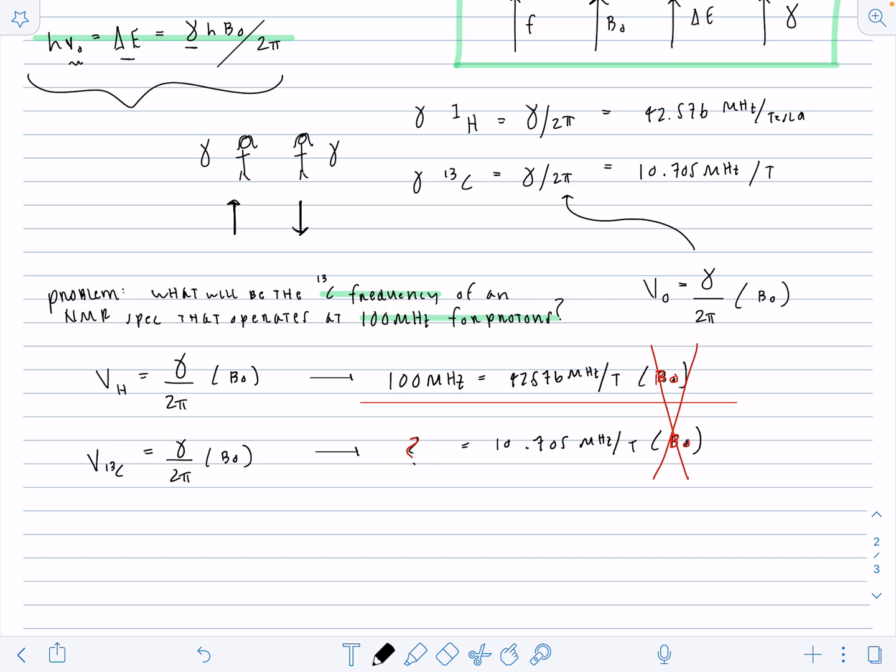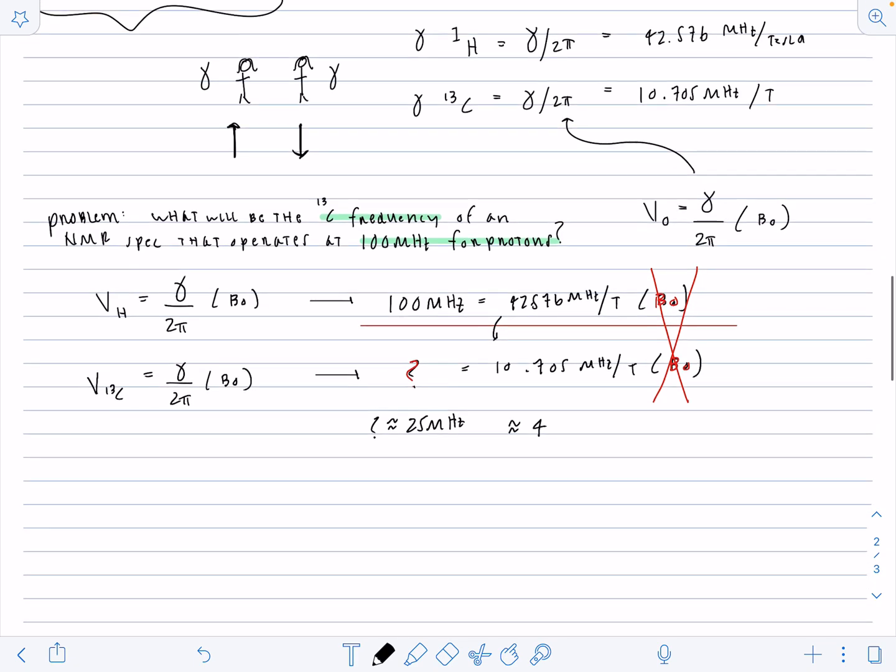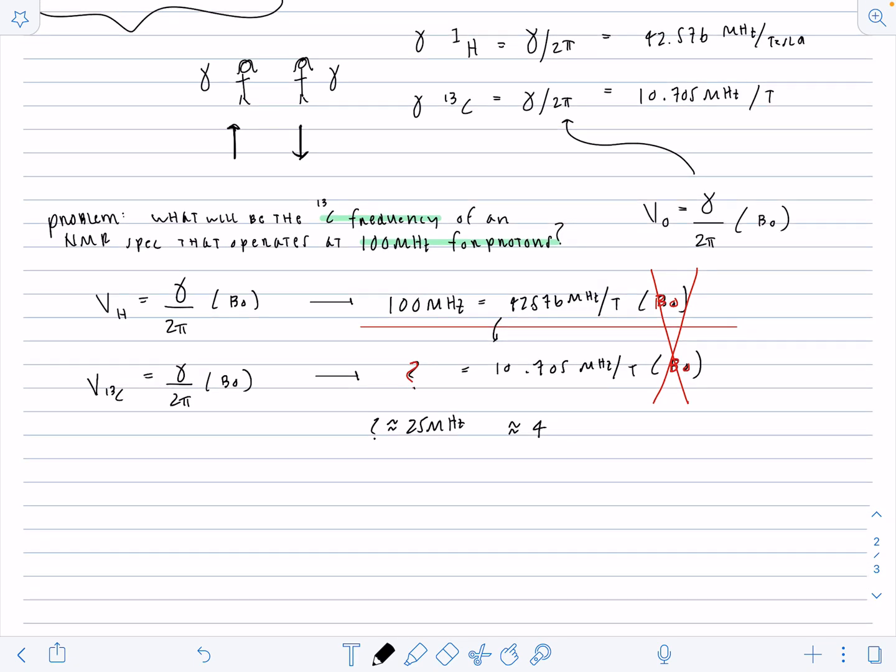And what I see is that 42-ish divided by 10 is about 4. So if I'm going to divide 100 megahertz by a factor of 4, then my question mark will be about 25 megahertz. So before we actually do the problem, and we actually do all this math, we're going to see if that makes sense. So hydrogen has a higher magnetogyric ratio.